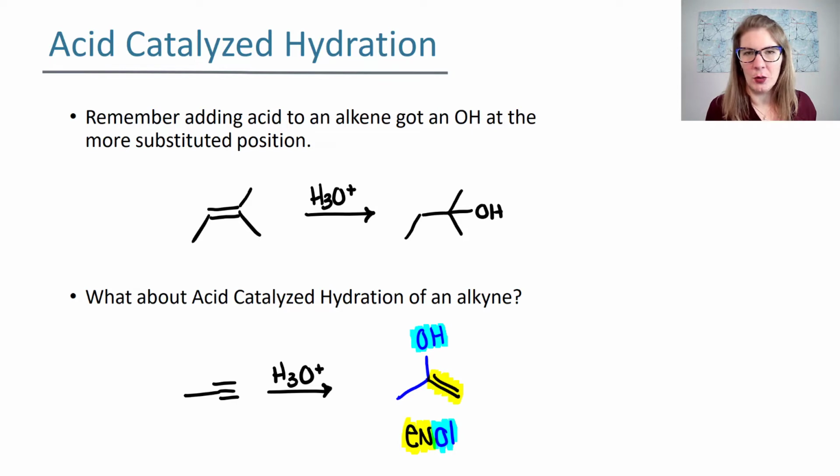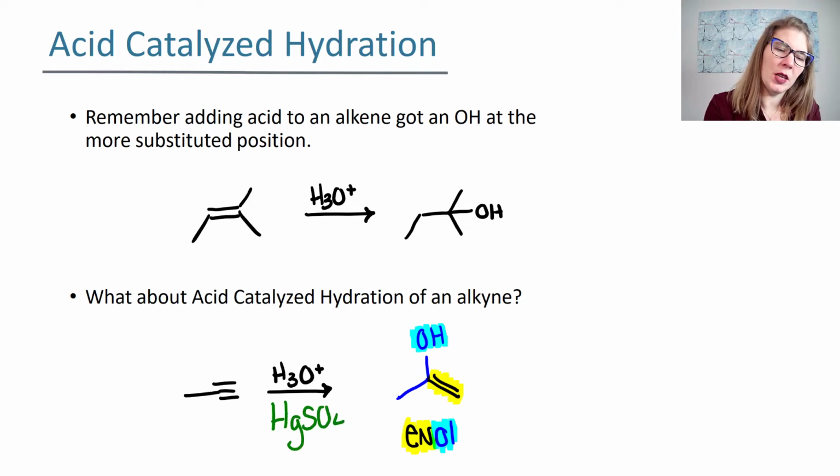One other thing that we need to note is that for acid catalyzed hydration of alkynes, just adding H3O+ isn't enough. You're actually going to also see a mercury sulfate compound because that's going to be a secondary catalyst that we're going to use to force this reaction to occur.